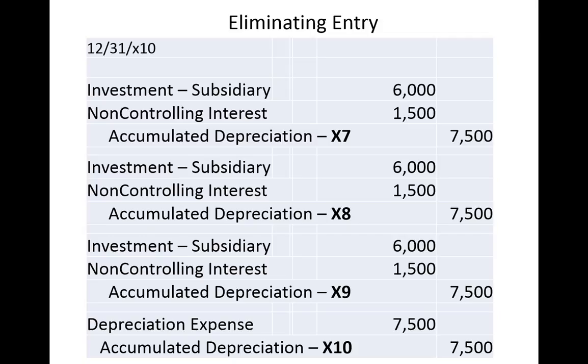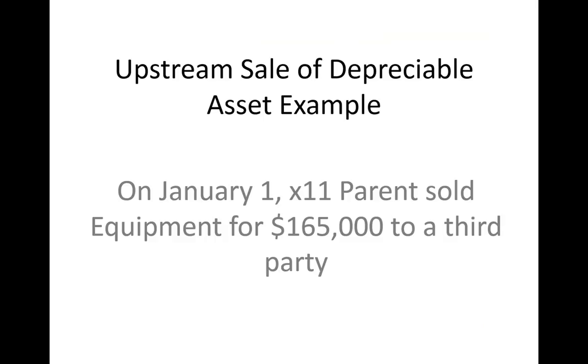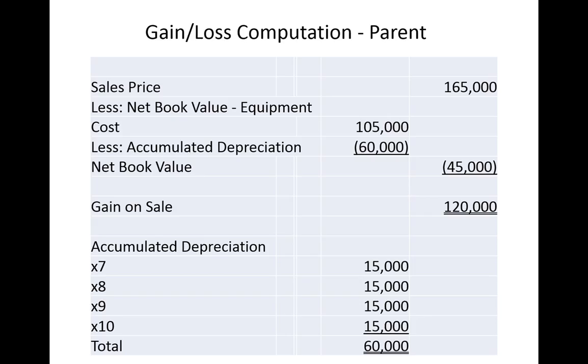Let's move on to selling the equipment, and this takes place on January the 1st of X11. Notice that the sale takes place at the beginning of the year, so the parent will not depreciate the asset at all for X11. We need to compute if there's any gain or loss, and we see that we take the parent's cost less their accumulated depreciation, and we get a gain of $120,000. So the parent will have a $120,000 gain on their financial statements, which will carry forward and be included in the consolidated number.